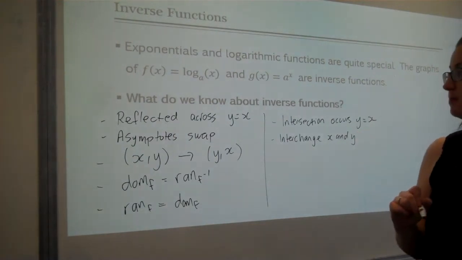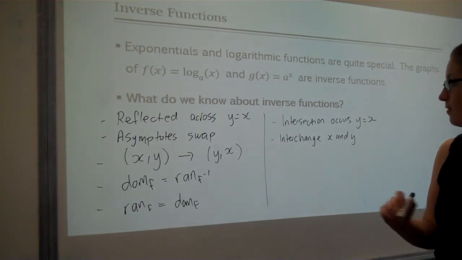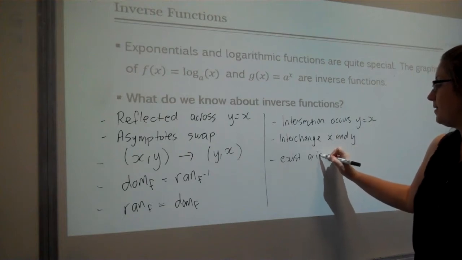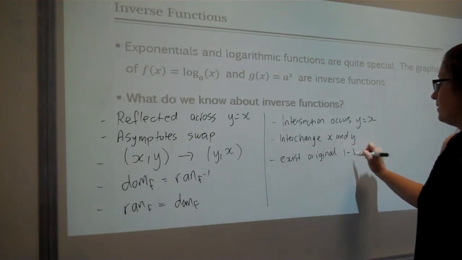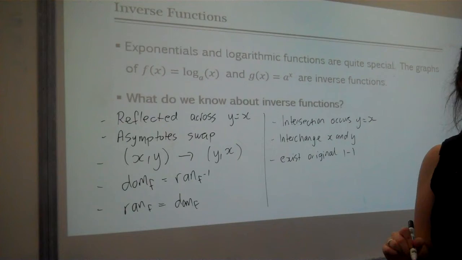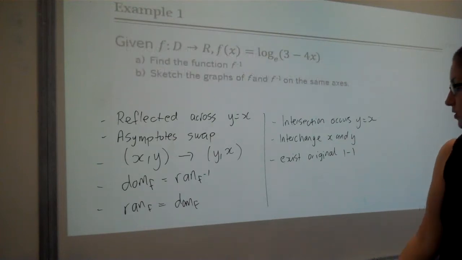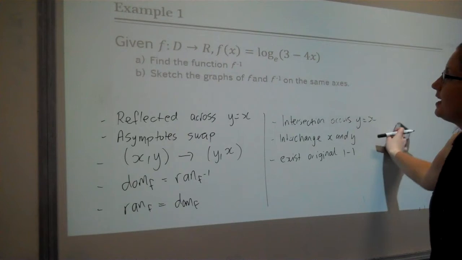And I think that's probably the main things. We also know that for an inverse to exist, the original must be one-to-one. So there's quite a few things we've covered before when we've talked about inverses, and all of these also apply to our exponential and logarithmic graphs. So let's have a look at this specific example.